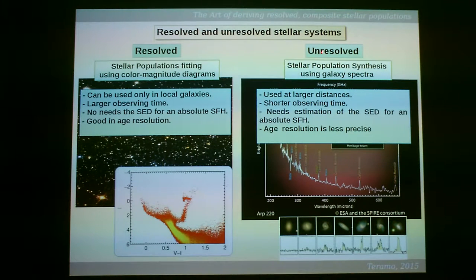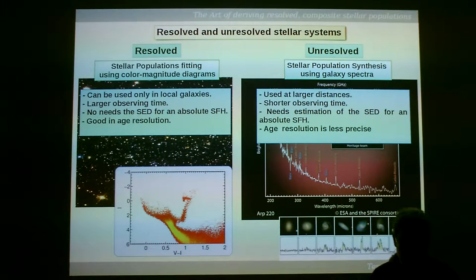But for an unresolved population, the spectra can be used to obtain the star formation history at larger distances than the resolved one. It requires shorter observing times, but needs an estimation of the spectral energy distribution for an absolute star formation history. And the age resolution is less precise than in this case.